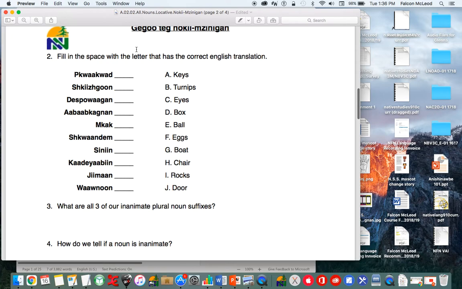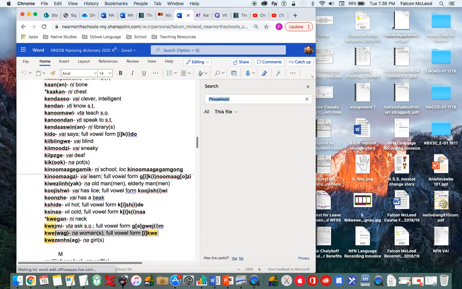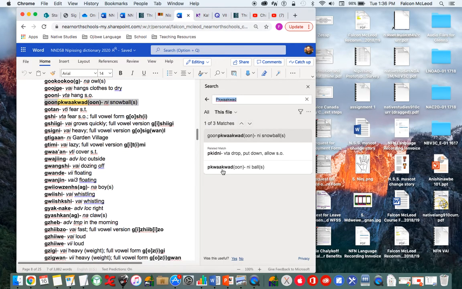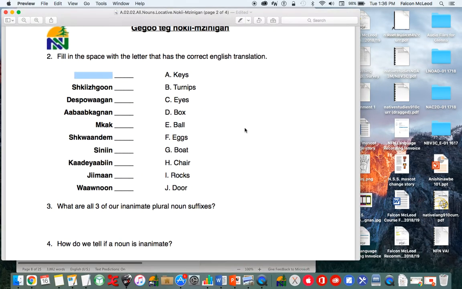Next one, fill in the space with the letter that has the correct English translation. So again, we've got pequawqued. If you don't remember that from our lesson, you can always look it up in our dictionary. Pequawqued. There we go. So it means ball. So look in here. So E. And then we can cross that out so we don't get confused. So now that I've modeled how to do that, you guys should be able to do the rest. We've also done this a number of times.